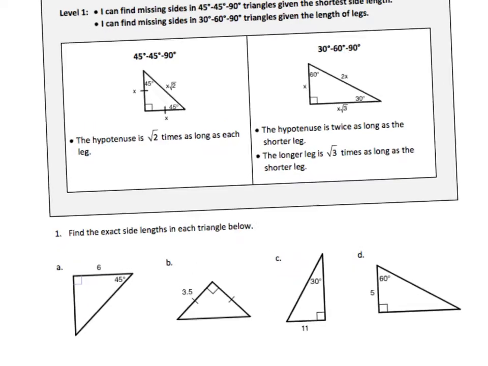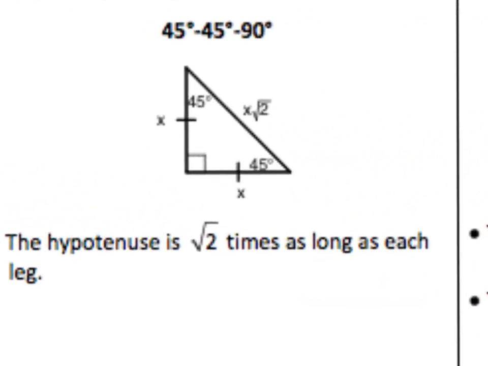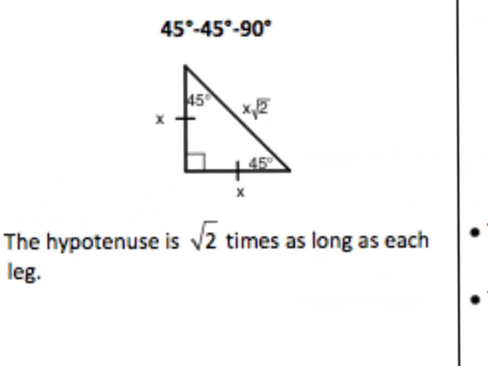So the first one that we're going to look at is called a 45-45-90 triangle. And what I want you to do, I want you to change these x's into ones. I think it's a little bit easier for us to understand if we do it that way, and I just want you to change this one into root 2. Because there's not as many variables going on here.